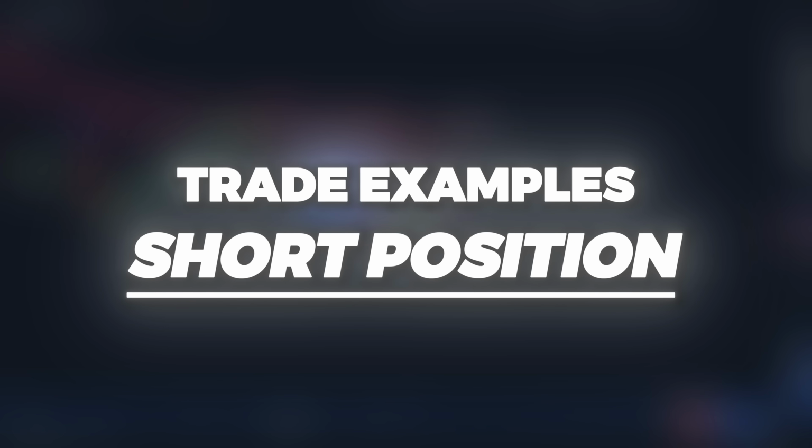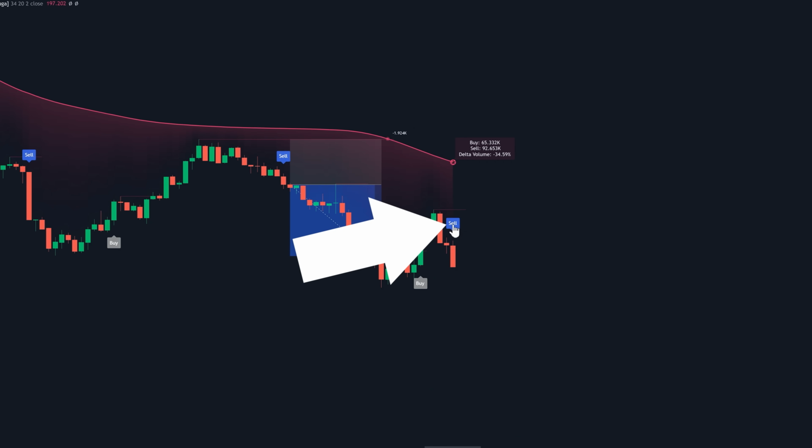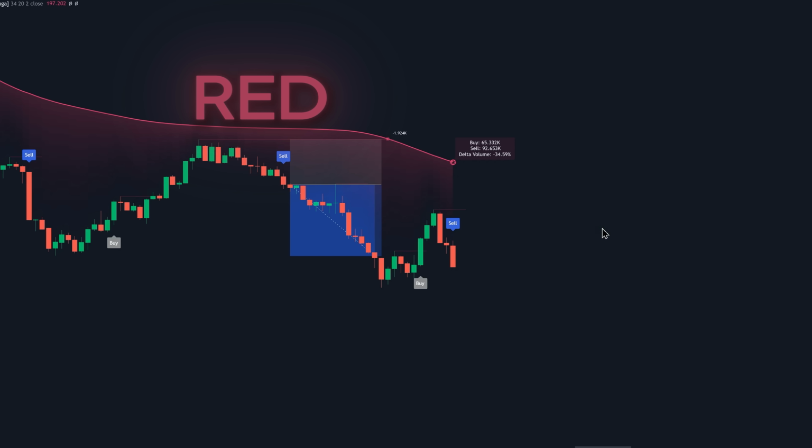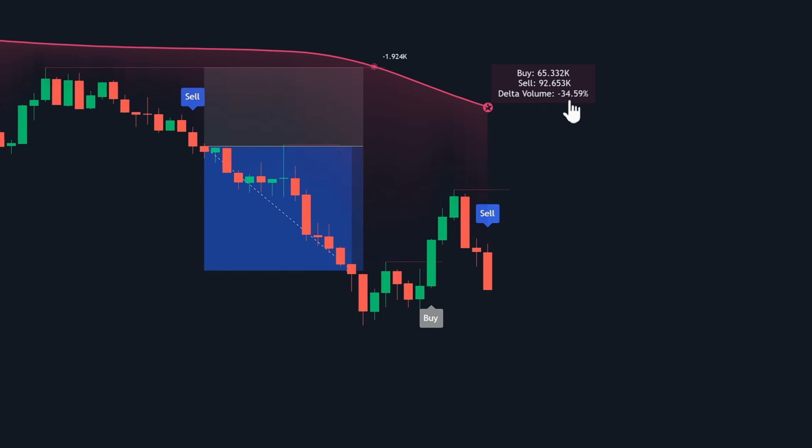Now, to take a short position, it's basically going to be the opposite. So you want to have a sell signal printed within a bearish trend. The trend is going to be identified as bearish whenever the trend ribbon of the VIDIA indicator is red. And then to confirm the trend is strong enough to push the price down, we need the delta volume to be at least minus 20%. And this number should be increasing towards the negative side. Here we can see it's at minus 34, which is larger towards the negative side when compared to our minimum of minus 20%. We take a short position.